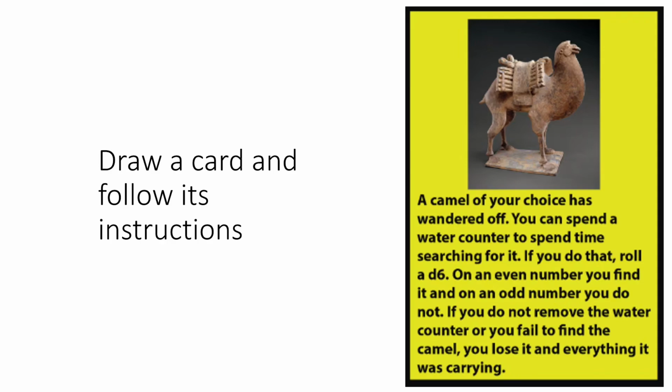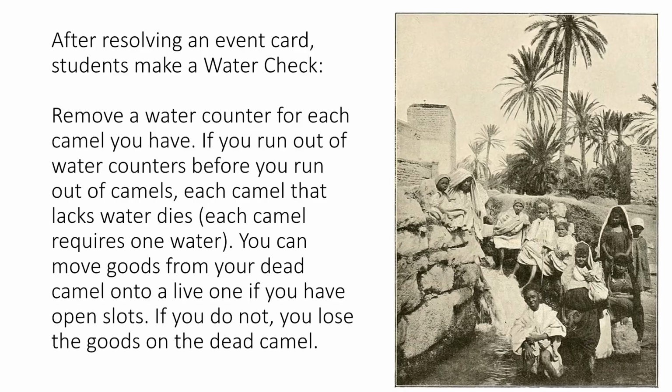You can spend a water counter to spend time searching for it. If you do that, roll a d6. On an even number, you find it, and on an odd number, you do not. If you do not remove the water counter or you fail to find the camel, you lose it and everything it was carrying. After resolving an event card, students make a water check.